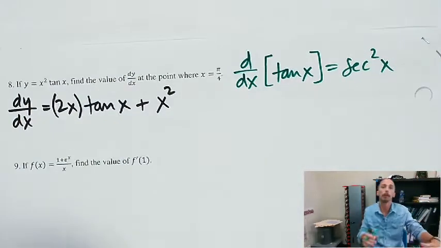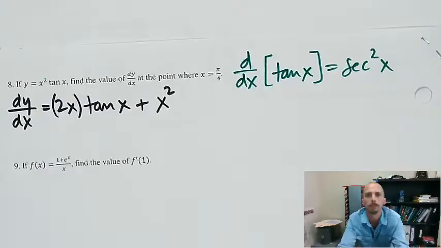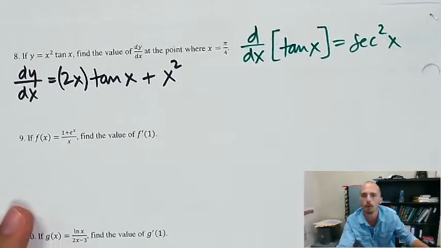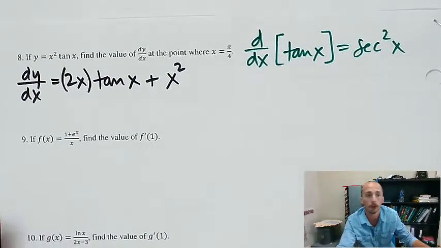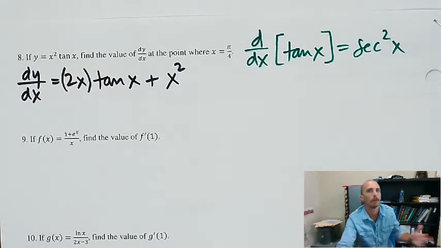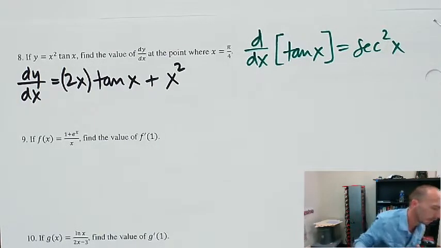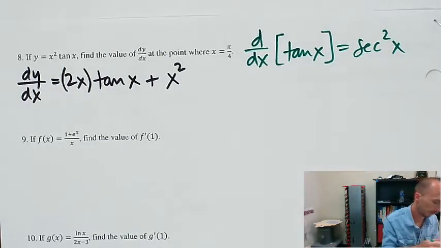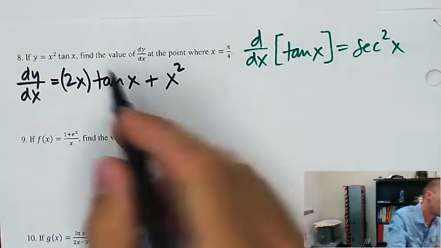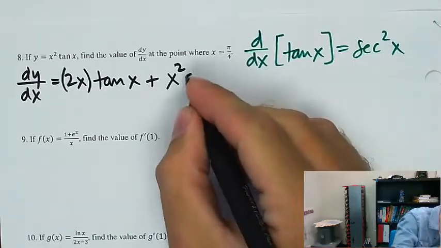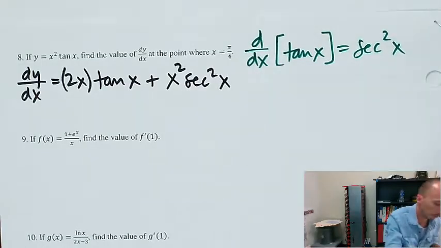If you don't believe me, if you need some verification of this, what you're going to do is, off to the side on a separate sheet of paper, turn tangent into sine over cosine, use the quotient rule, and then remember that sine squared x plus cosine squared x always equals 1. Then you'll get that, and it's not too hard. Definitely something you could do. So the derivative of tangent is secant squared, that's where I'm going to get this secant squared x from.